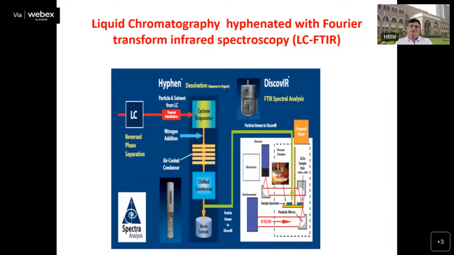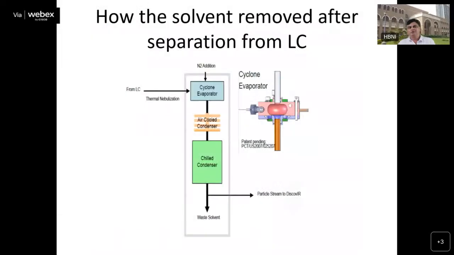There is another technique, which is LC-FTIR. In the case of LC-FTIR, after the separation has been done using liquid chromatography, the sample has to be evaporated, because it has to be free from the solvent, and then the material is used for the FTIR. This solvent removal can be done using cyclone evaporators. This is how the cyclone evaporators work.